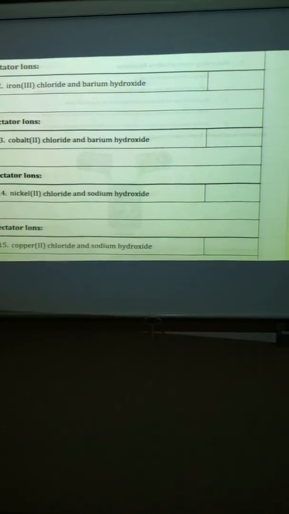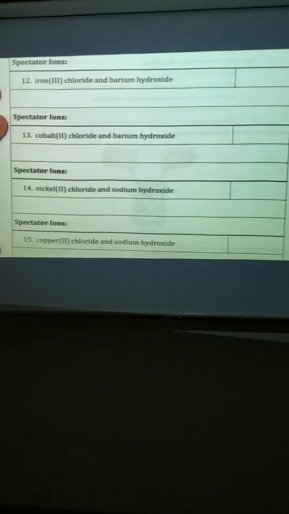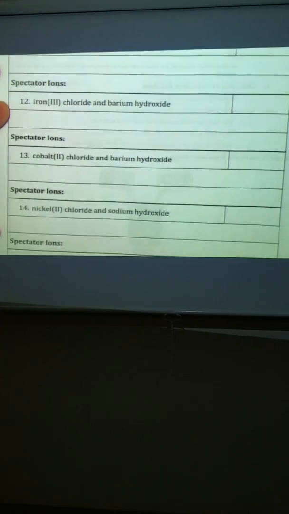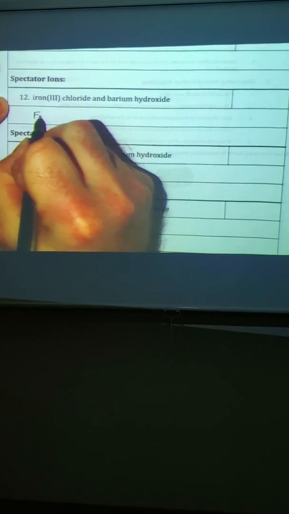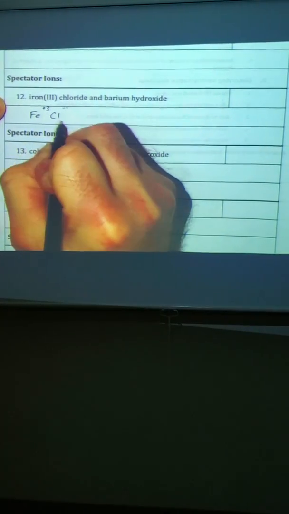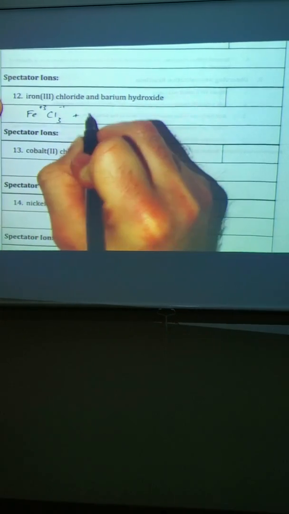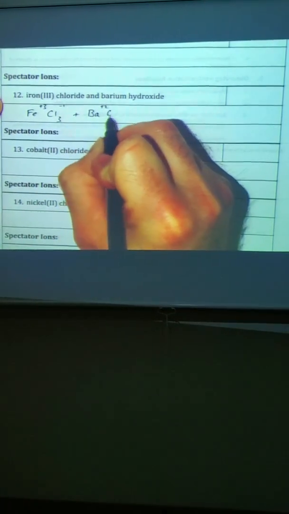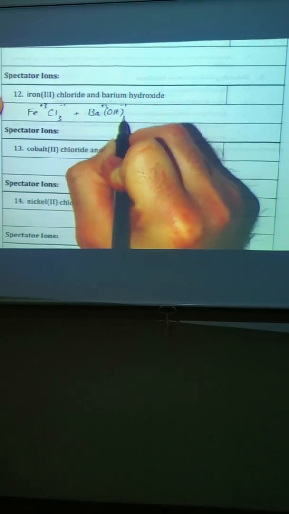Let's try maybe one more, to give you an idea how things are working. The toughest one's probably this one, balancing-wise, so let's do that one. Iron is a +3, because it says so. We have chloride, which is a -1, so cross the 3, cross the 1. We get barium with hydroxide, so that's a +2. Hydroxide is a -1, so cross the 2.